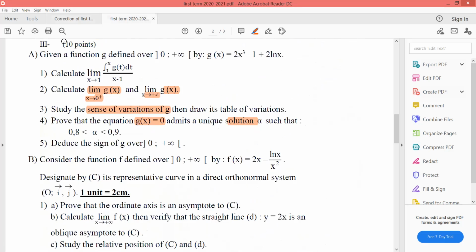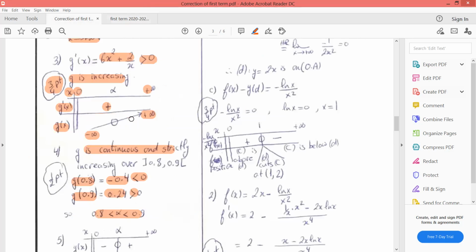Now part 5, deduce the sign of g over 0 plus infinity. We can deduce it either from the table of variations or we can do a sign table. From the table of variations, I add alpha to the table of variations. At alpha, g is 0, I put here 0. If you notice that for x equal alpha, g(x) equal to 0.